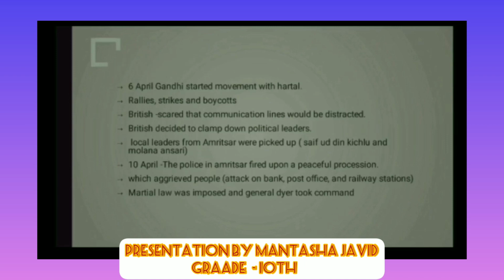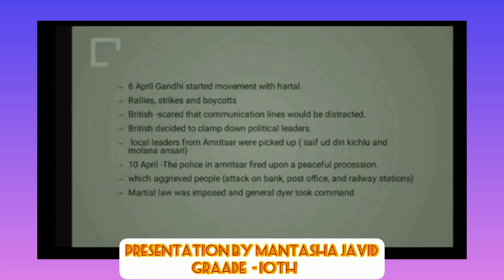He started this movement on 6 April with a hartal. He started it with rallies, strikes, and boycotts, and the British were scared that communication lines would be disrupted, so they decided to clamp down on political leaders. Firstly, they clamped down on the local leaders from Amritsar, and they were picked up. Those leaders picked up from Amritsar were Saifuddin Kichlu and Maulana Ansari.